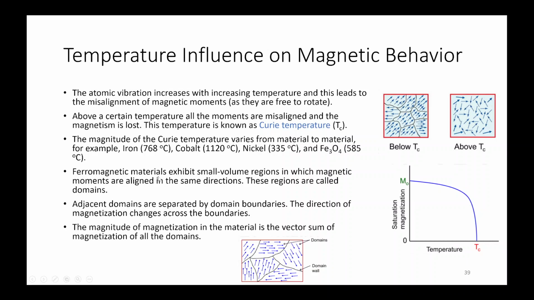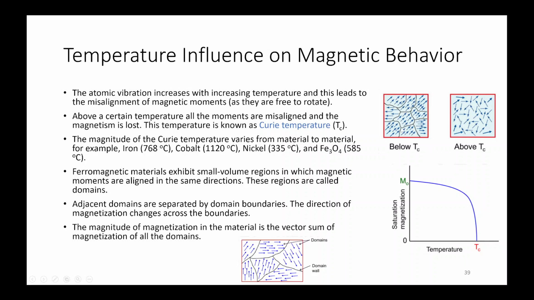Now ferromagnetic materials exhibit small volume regions in which magnetic moments are aligned in the same direction. These regions are called domains, which are shown here. These are the domains and these are the domain boundaries or domain walls. Adjacent domains are separated by domain boundaries. The direction of magnetization changes across the boundaries. For example, magnetization is in this direction, and here it is in this direction. The magnitude of magnetization in the material is the vector sum of magnetization of all the domains.